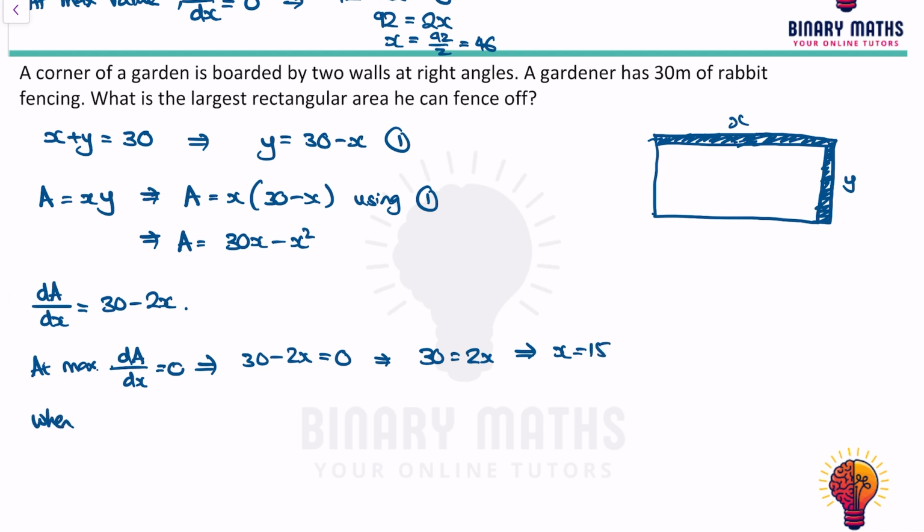When X equals 15, Y is equal to 30 minus X, which is 30 minus 15, which is equal to 15.